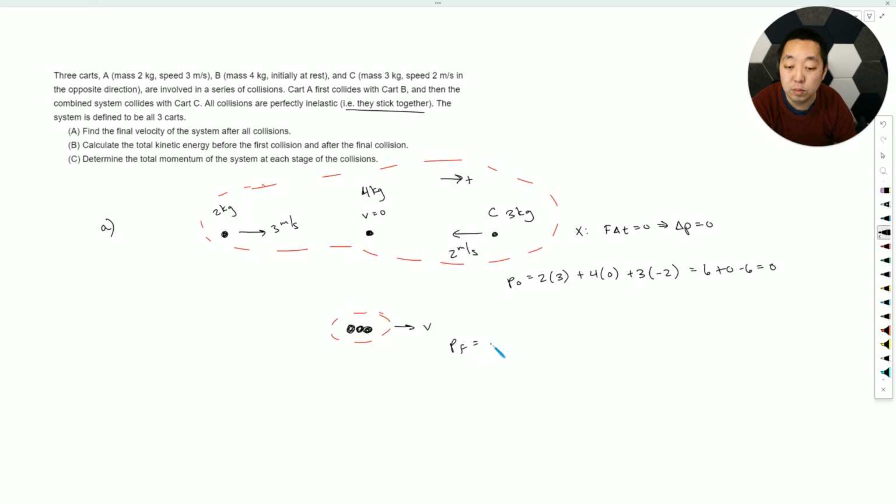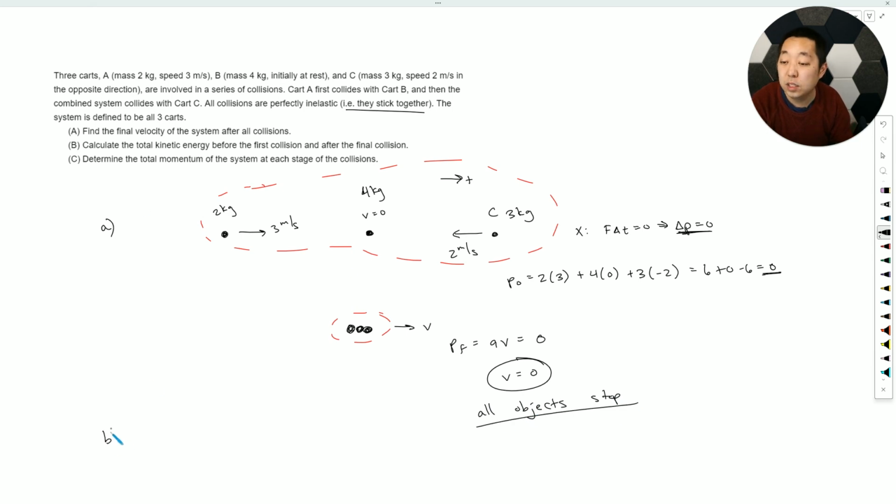Now, the final momentum is, again, each of these masses, but they're all stuck together, so they're all moving with the same velocity. Right? So 2, 4, and 3, you can think of it as a single object that's 9 kilograms times some final velocity. Right? Because 2 plus 4 plus 3. And that has to equal 0, the initial momentum, because if the change in momentum is 0, that means that the initial momentum equals the final momentum. That means v equals 0. That means all objects come to a stop.